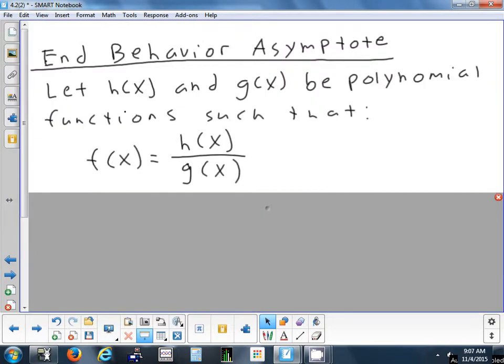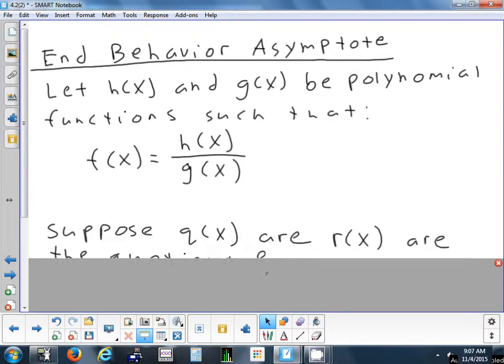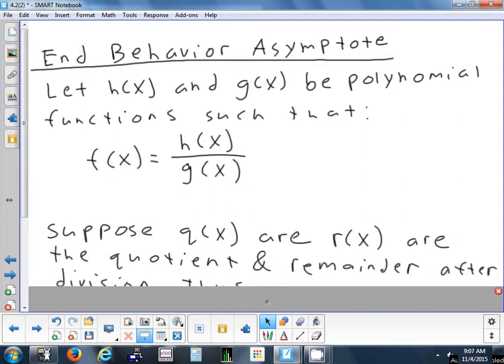All right, so let's suppose we have a rational function, where we have a polynomial in the top and a polynomial in the bottom. So you could have something like 3x squared plus 2x minus 7 in the top divided by x minus 4 in the bottom. Just two polynomials. Well, when we divide them, you always get a quotient and you get a remainder.